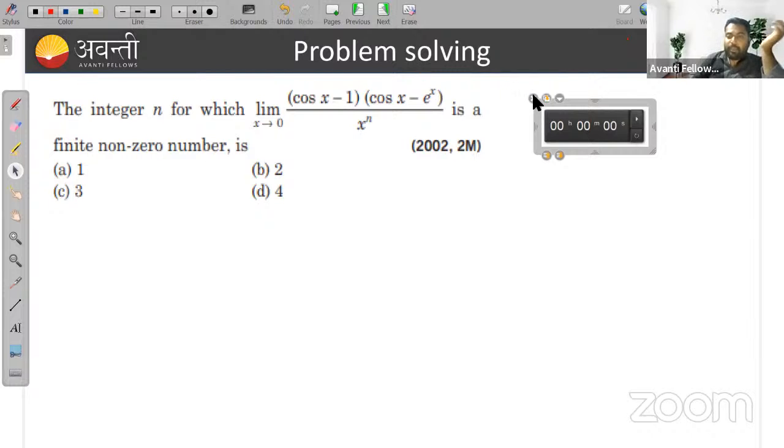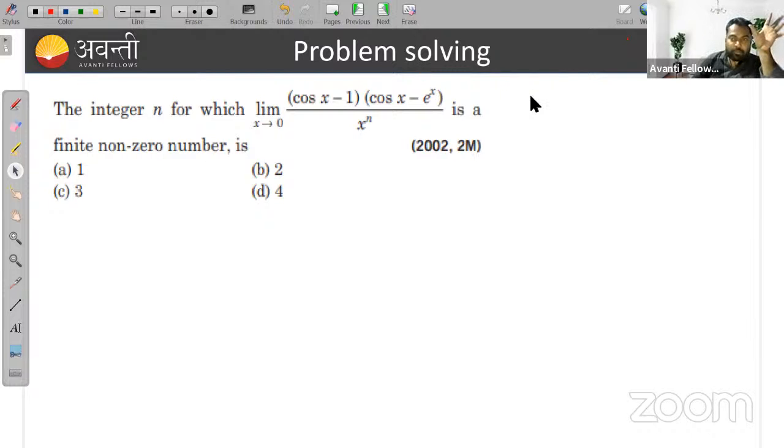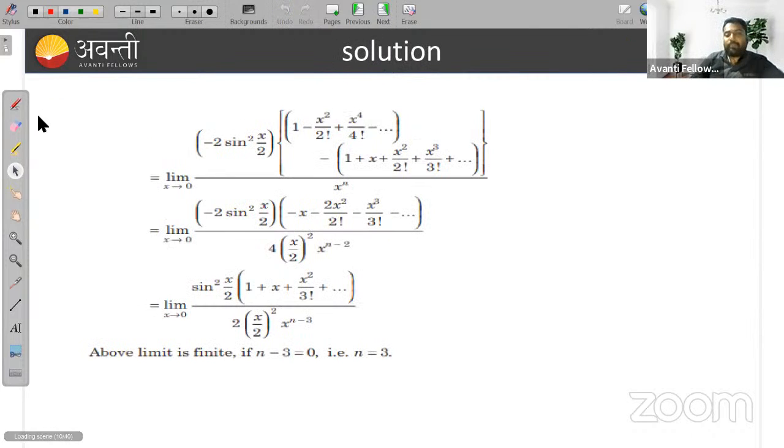Anyone of you got the answer? Can you tell me what is the answer you got, guys? Okay, let's discuss the solution here.